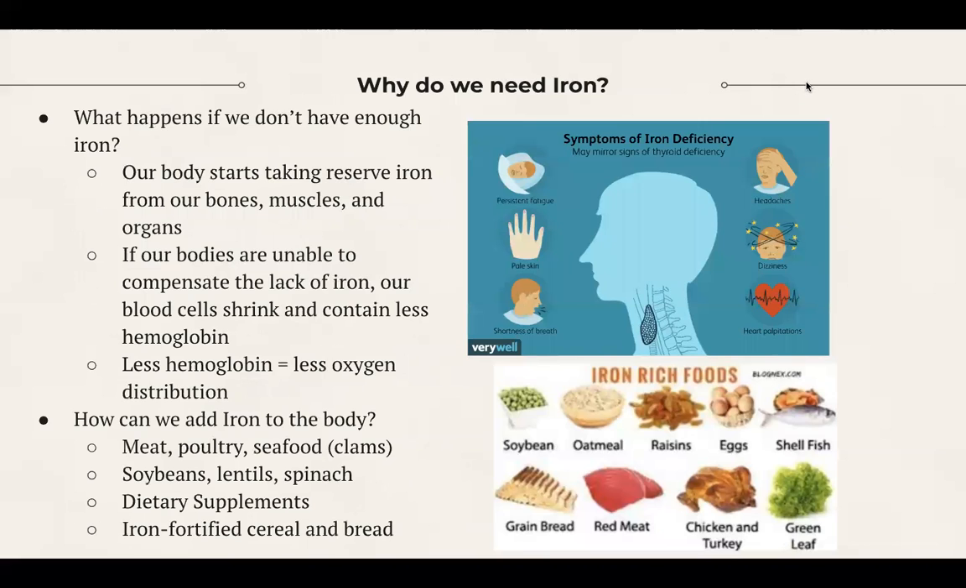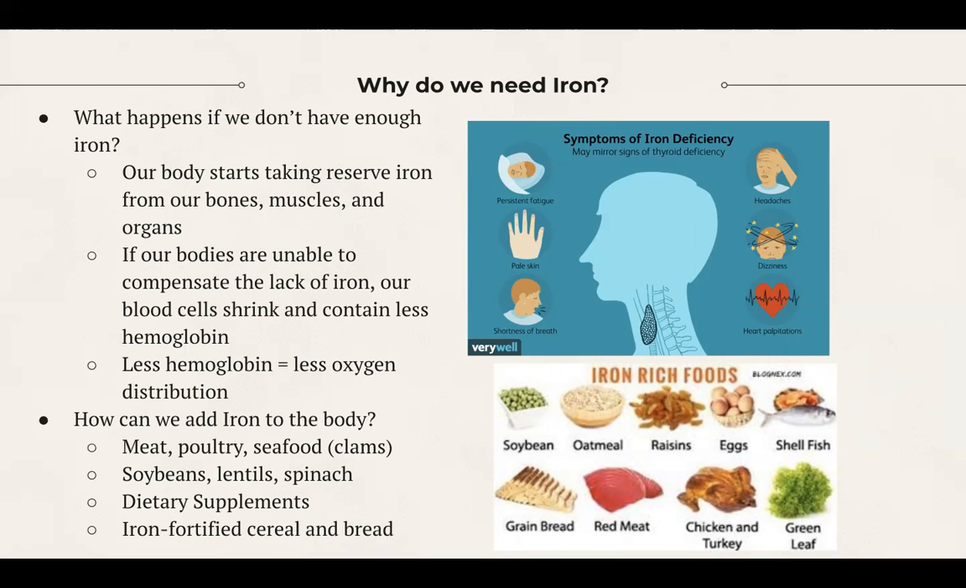Why do we need iron? What happens if we don't have enough iron? Our body starts taking reserve iron from our bones, muscles, and organs. If our bodies are unable to compensate for the lack of iron, our blood cells shrink and contain less hemoglobin. And due to the less hemoglobin, we have less oxygen distribution in our body.